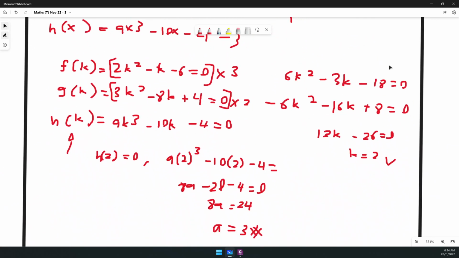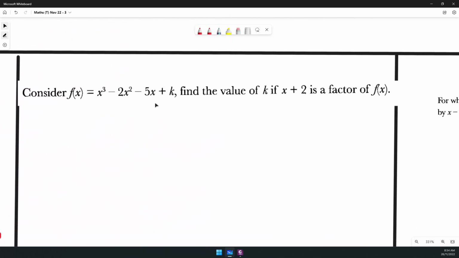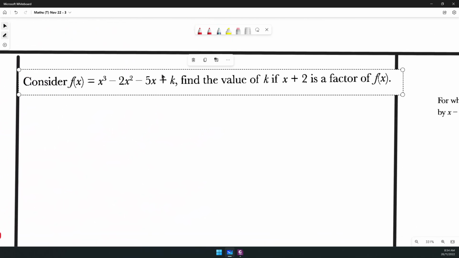Okay, so I've done the first question with you guys. Let's see the second question. The second question should be similar. Consider f(x) equals x cubed minus 2x squared minus 11 plus k. So there's an unknown constant here. Find the value of k if x plus 2 is a factor.